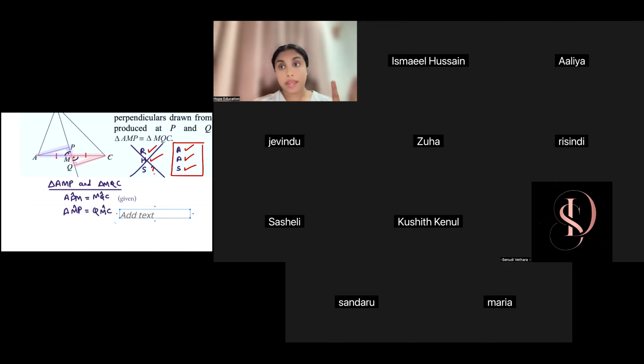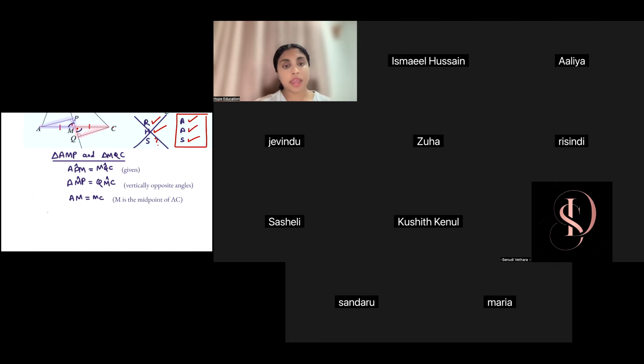And now we have two angles. We need one side, that is AM equals MC. How did we get that? They have given that M is the midpoint of AC. Therefore, we can say triangle AMP is congruent to triangle MQC under the AAS case.